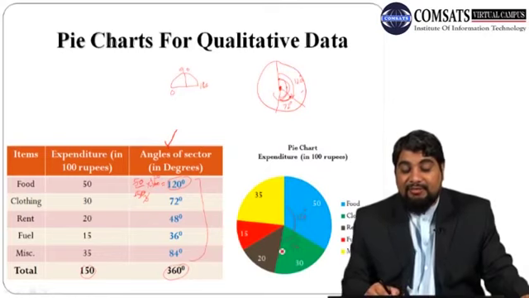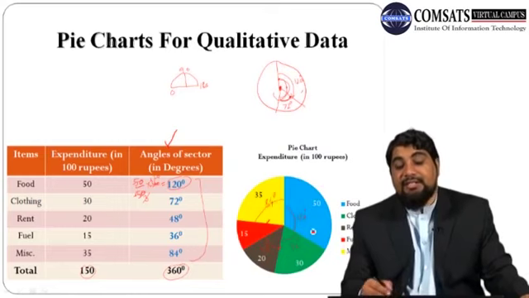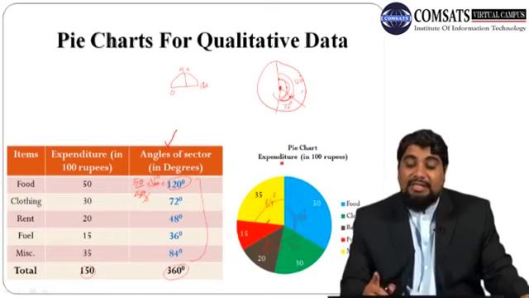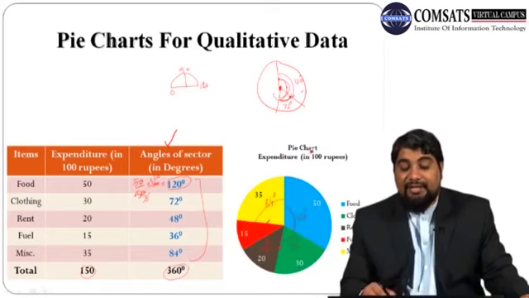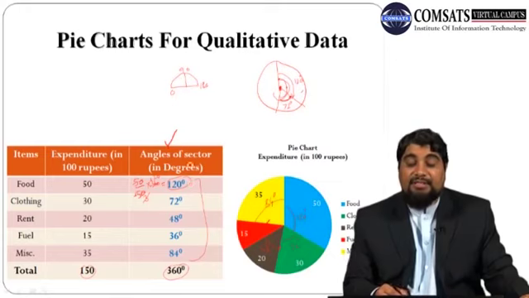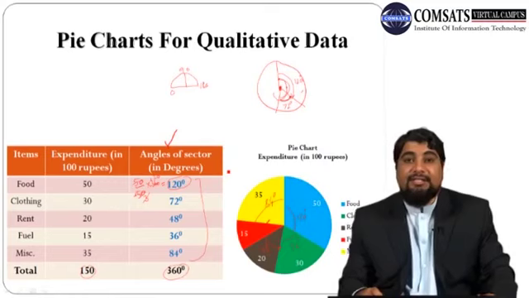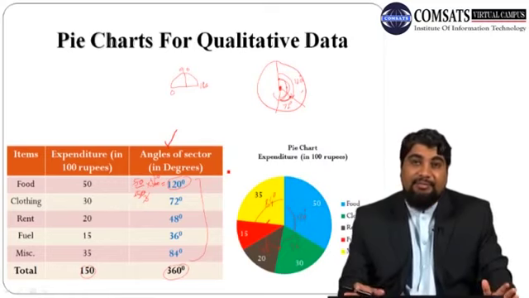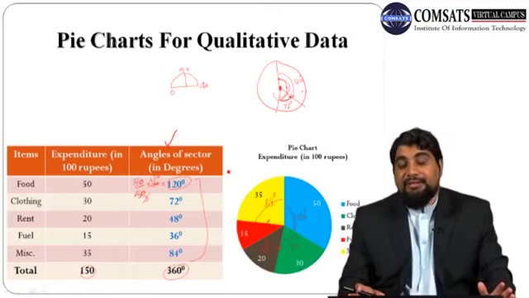Similarly 48. So from this point to this we have 48 degree, and from this point to this one we have 36, and last one from this point to this we have 84 degree. So the complete circle, which is of 360 degree, has been subdivided into different angles, which are angles of the sector corresponding to each of the categories. So this is how we can construct a pie chart by hand with the help of protector.